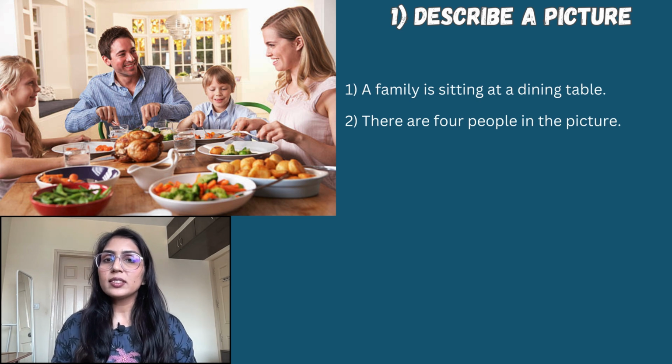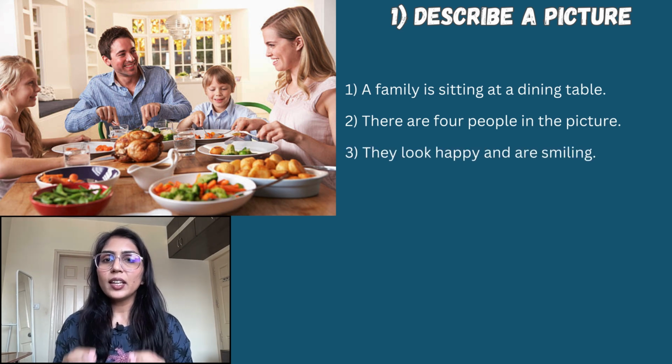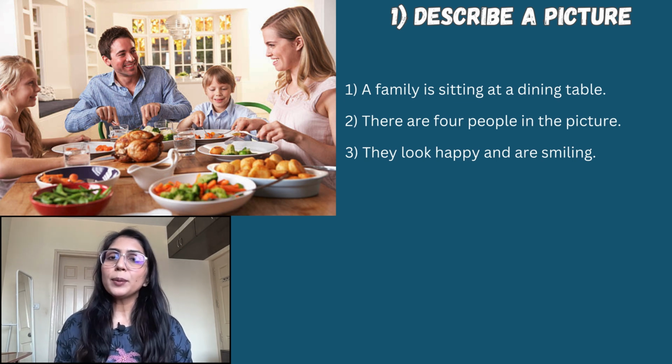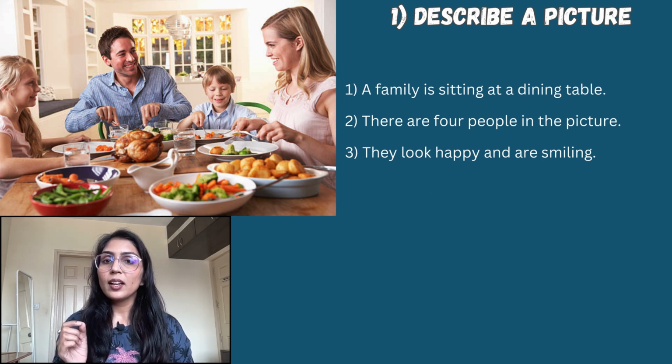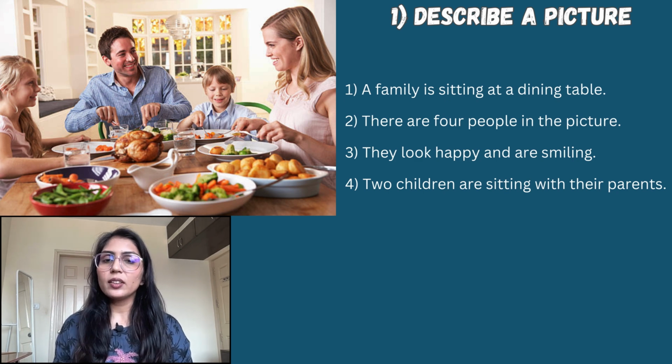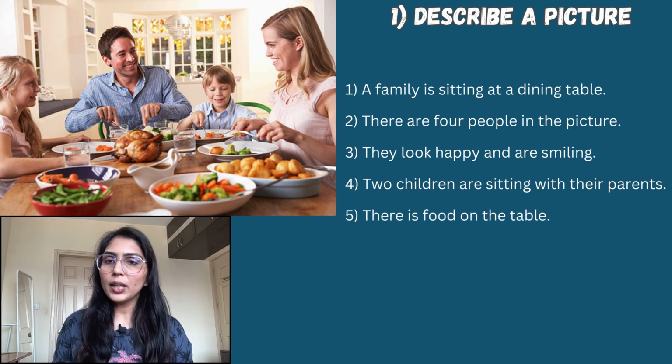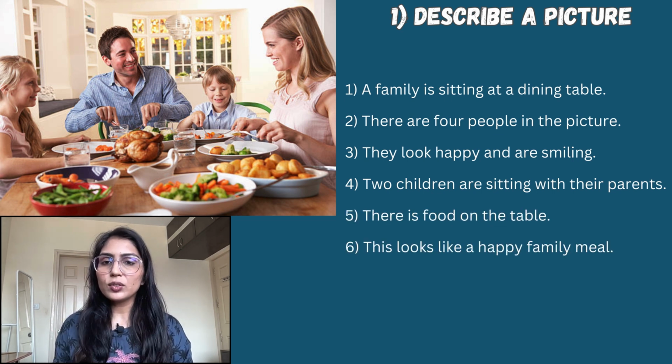And now next, describe their expressions and emotions. What you can see here, they look happy and are smiling. And now next, talk about the people in the picture. The 2 children are sitting with their parents. What else you can see here? There is food on the table. This looks like a happy family meal.